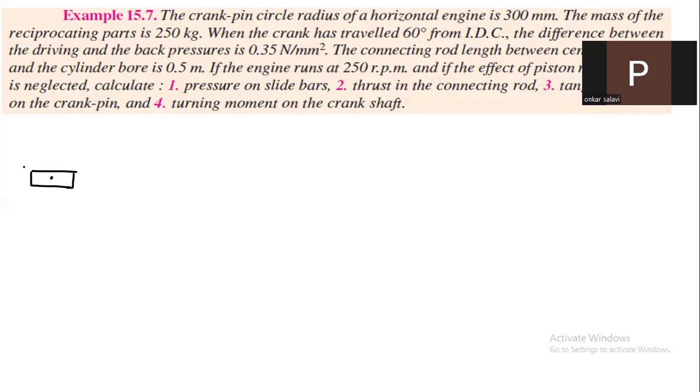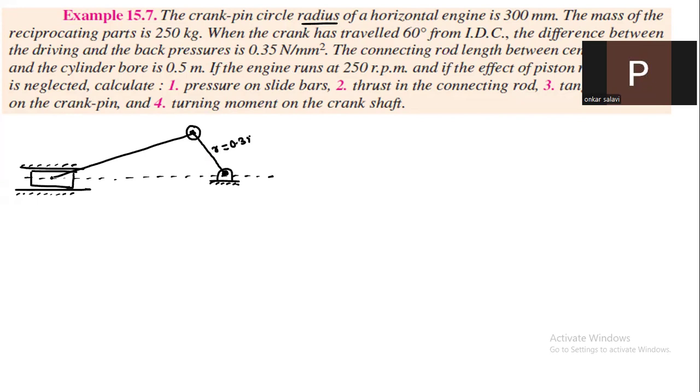So this is the piston part, and it is reciprocating in this cylinder. This is the connecting rod, and this is the crankshaft, and this is the crankshaft bearing. Okay, and draw one reference line. Now here what is given? The crank pin radius. Crank pin radius means this is the radius where the connecting rod and the crankshaft are connected. This radius is nothing but r. That value is given 300, so this is 0.3 meter.